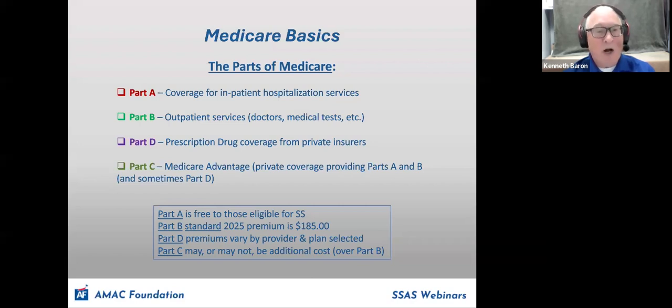Now, Part D is an optional part of Medicare because it is a prescription drug coverage, and it does involve a premium. So that's why it remains as an optional coverage. As you can see from the little box below, Part A is free to those who are eligible for Social Security. You can get it as early as age 65. What we are addressing today is just basic retirees, such as a retiree based on their own earnings record, a spouse, a widow, and so forth.